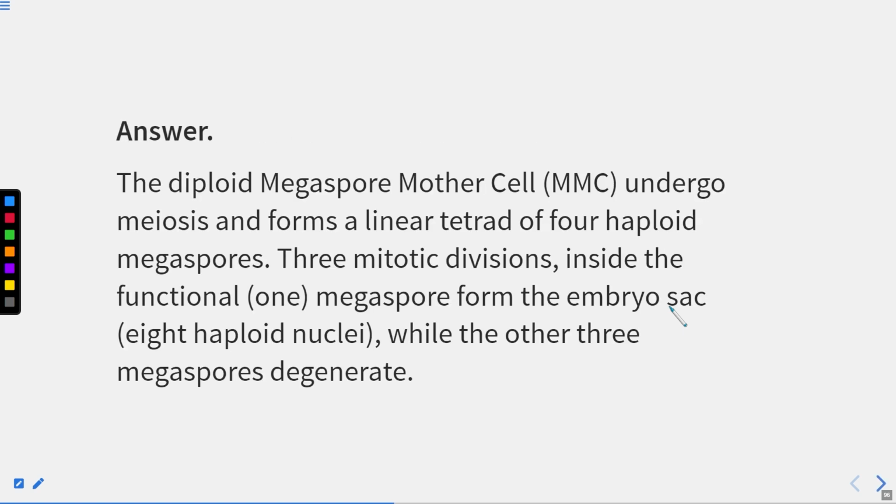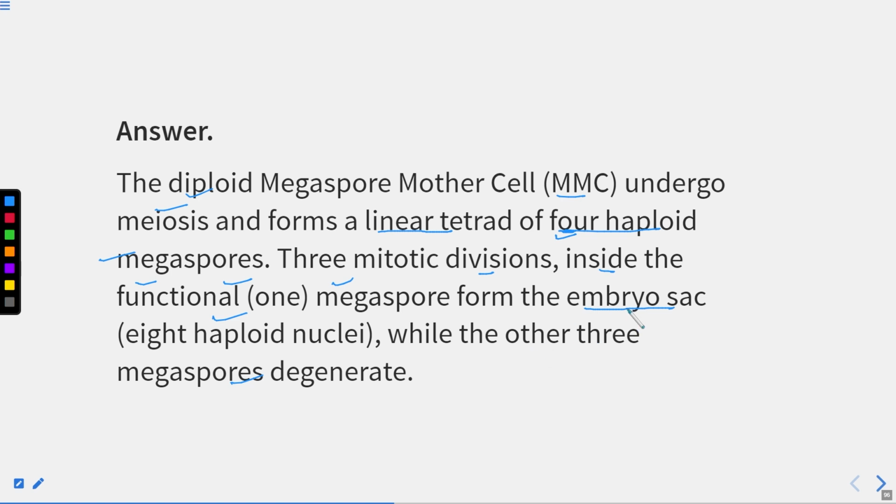Now, let's understand this flowchart. In the diagram, the diploid megaspore mother cell, also known as MMC, undergoes meiosis to form a linear tetrad of 4 haploid megaspores. This I've already told you. Now, 3 mitotic divisions occur inside the functional megaspore. So out of the 4, 3 megaspores degenerate and only 1 functional megaspore is left, which undergoes mitosis to form the embryo sac, in which 8 haploid nuclei are present, while the other 3 megaspores degenerate.